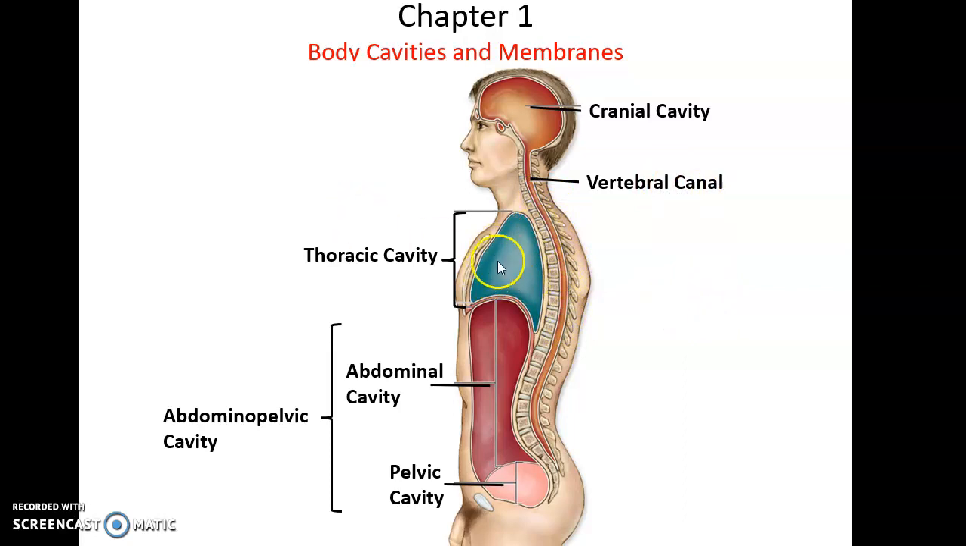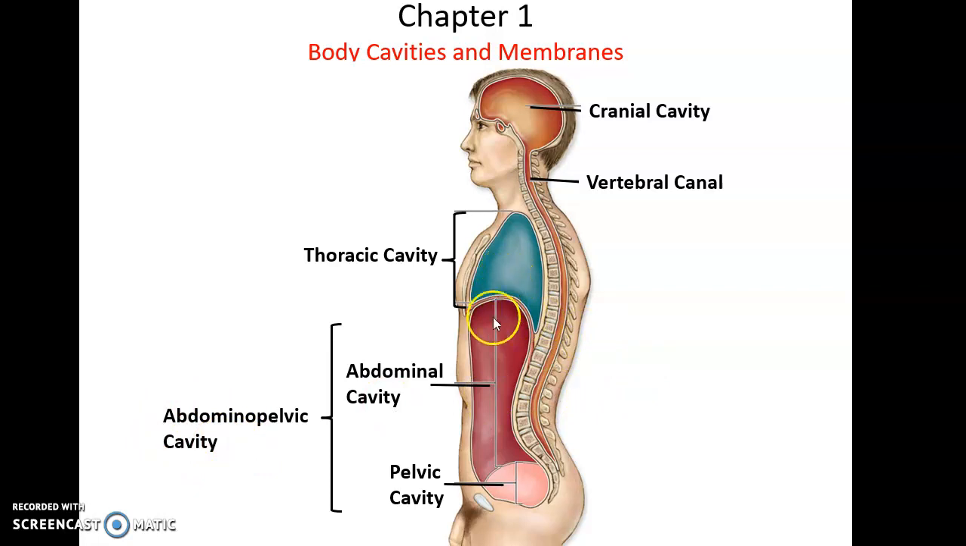We have the thoracic cavity in the chest, where you find the heart and lungs. We have the abdominal cavity, where you find most of the intestines, the liver, the pancreas, the stomach. Also have the pelvic cavity, where you find a little bit of the large intestine, the urinary bladder, uterus, and ovaries, if you possess those. And you can combine the abdominal and pelvic cavities together as one structure called the abdominopelvic cavity.